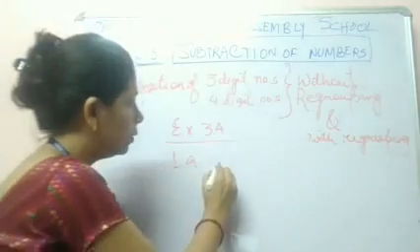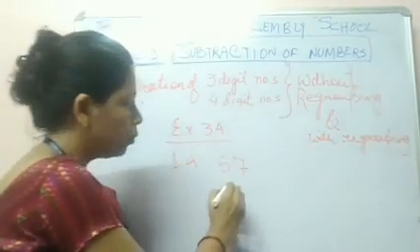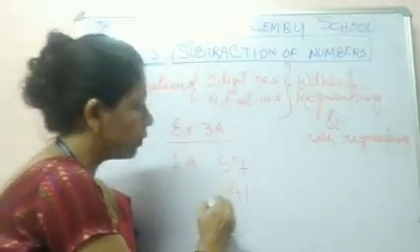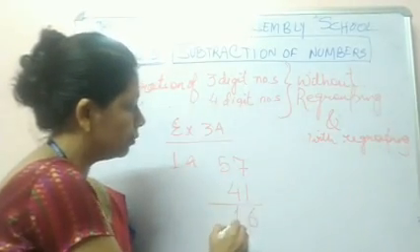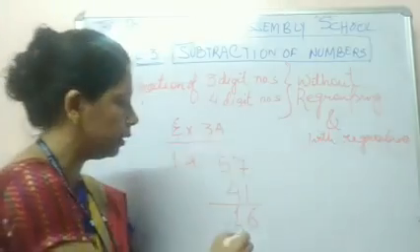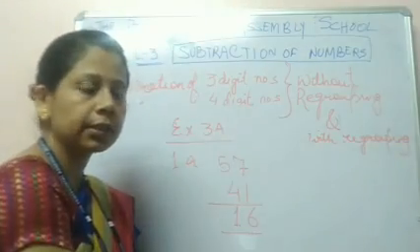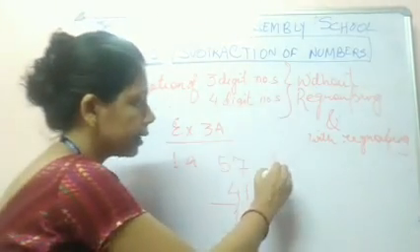Is it simple? Is it with borrowing or without borrowing? It is without borrowing. So 7 minus 1, 6. 5 minus 4, 1. So your answer is 16. I hope everybody is getting the answer 16. Okay. Next, B.